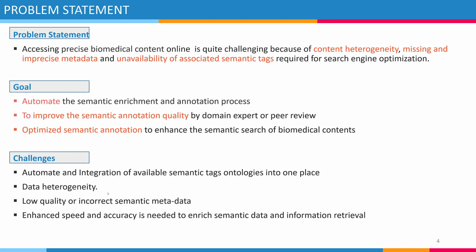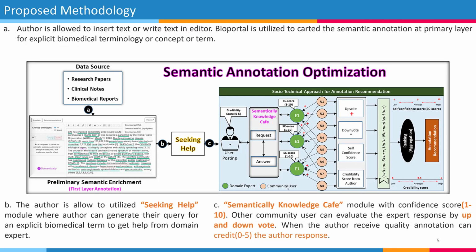Data heterogeneity and low quality or incorrect semantic metadata cause a lack of search engine indexing and searching, but speed and accuracy are still needed to enrich semantic data for information retrieval. So this is the proposed methodology. It consists of two layers: one is the preliminary semantic enrichment, and the other is a socio-technical approach for annotation recommendation.